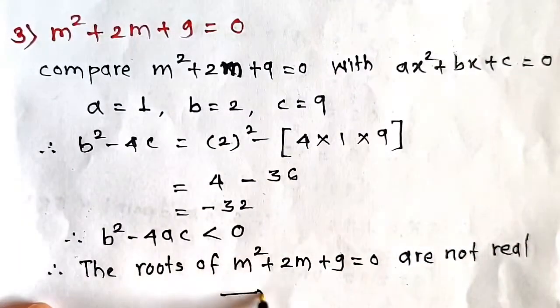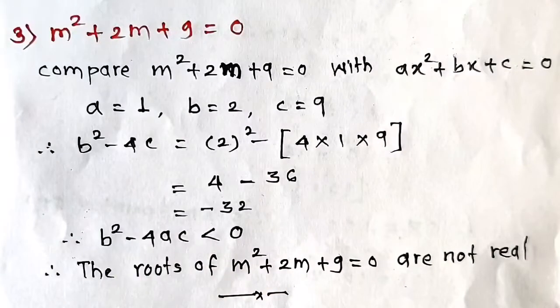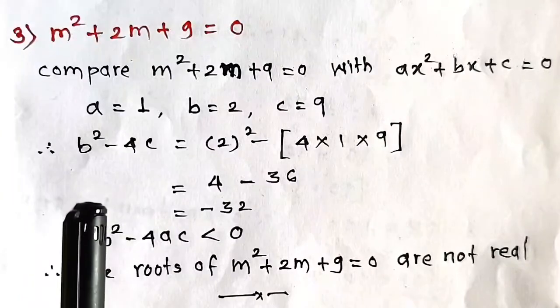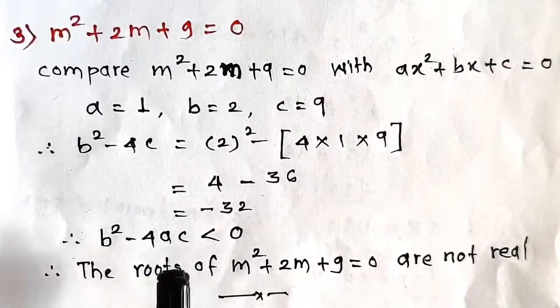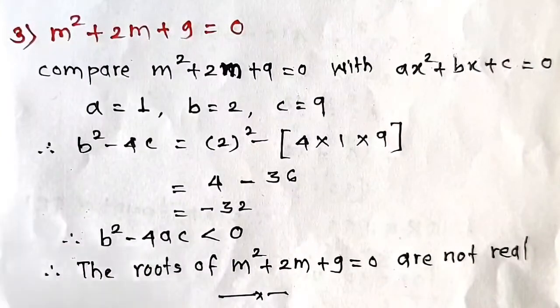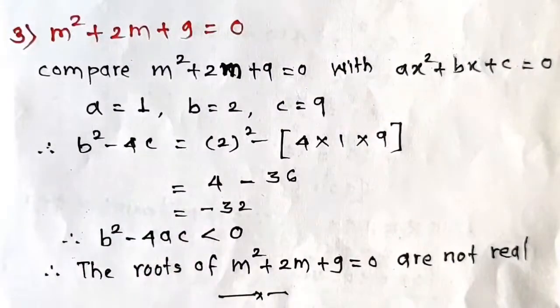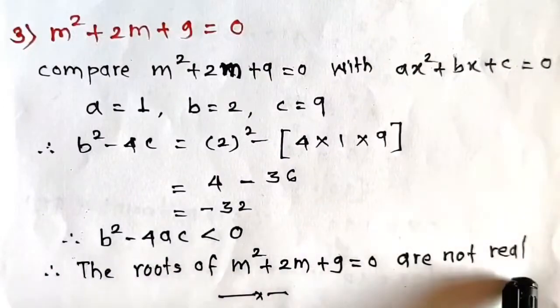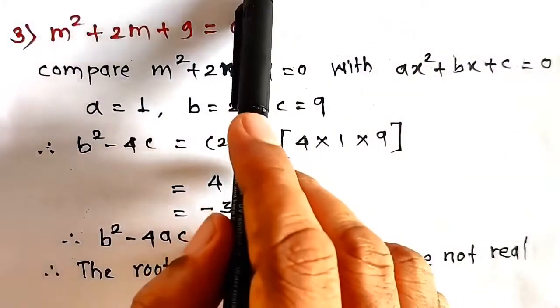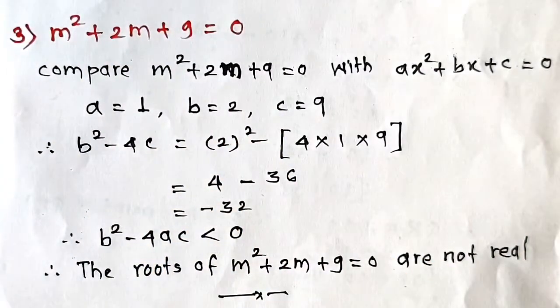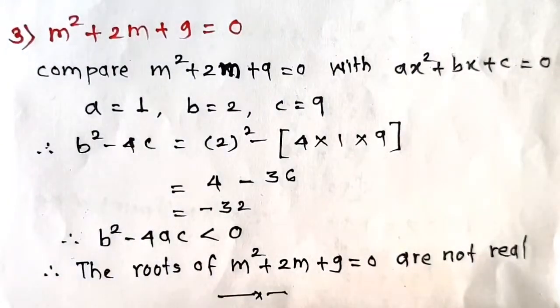So in this way we can decide the nature of the roots, whether the roots are real and equal, real and unequal, or not real. Whenever it is greater than 0, that means positive, then it is real and unequal. If it is 0, then real and equal. So in this way we can solve that question number 3.